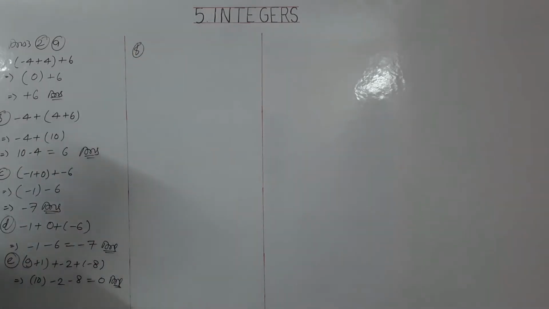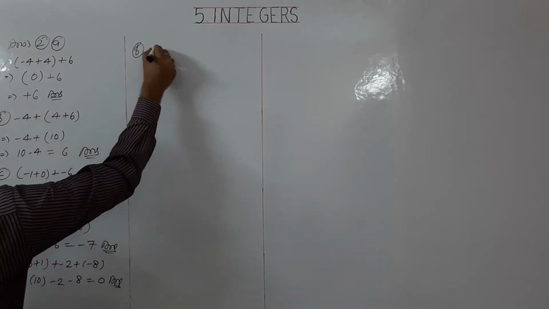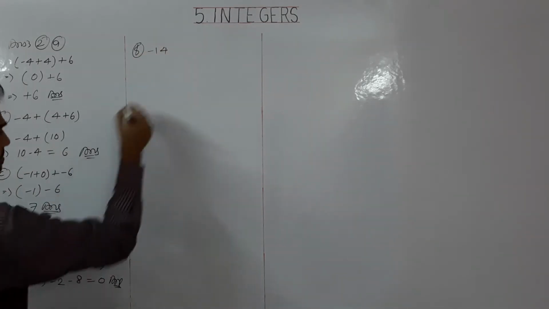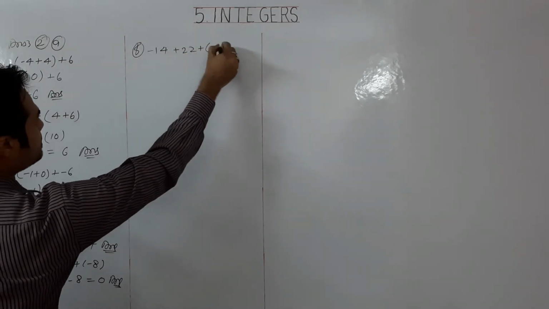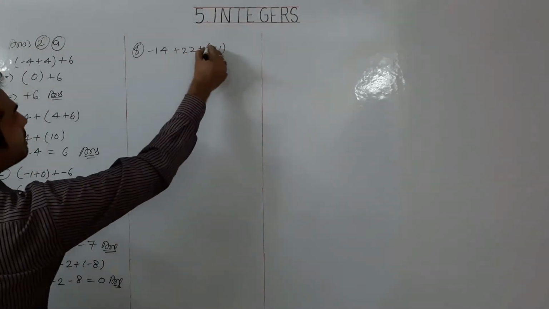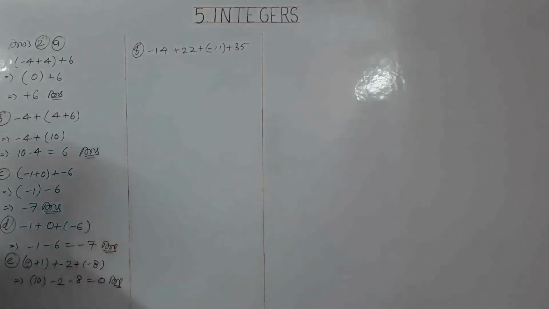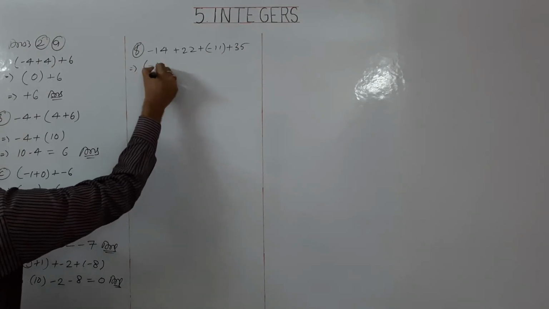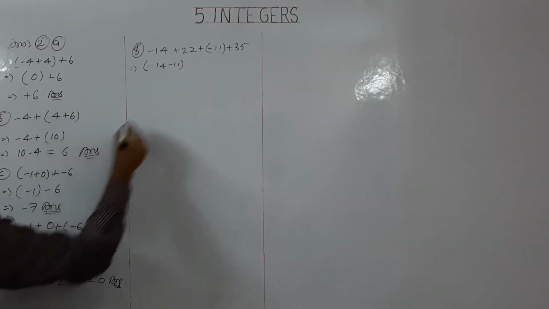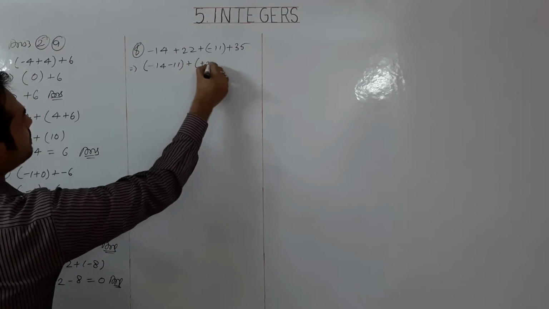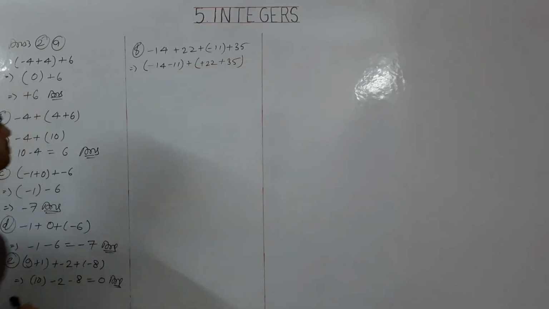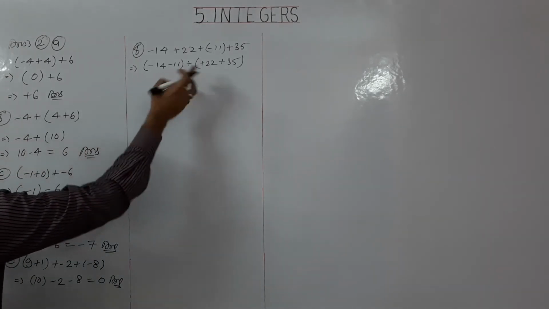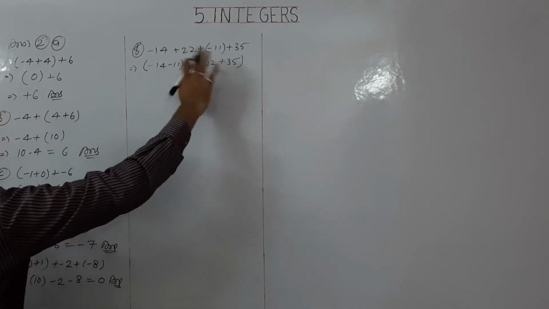Then part F. Again in this part: minus 14 plus 22 plus minus 11, plus 35. So in this question what to do? We can group these two negative numbers and these two positive numbers. So we'll write minus 14 and minus 11 inside the first bracket, then plus 22 and plus 35. So we can group them according to their sign. First group of negative numbers, second group of positive numbers.